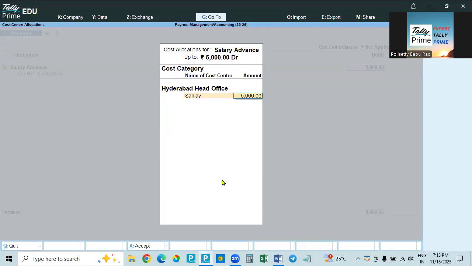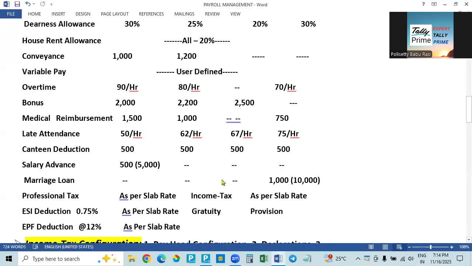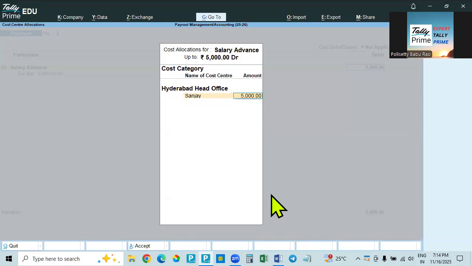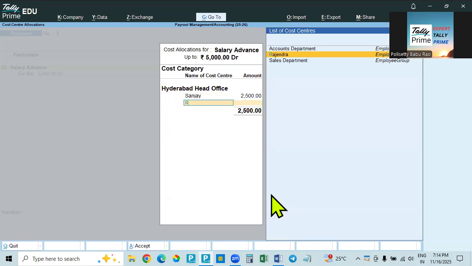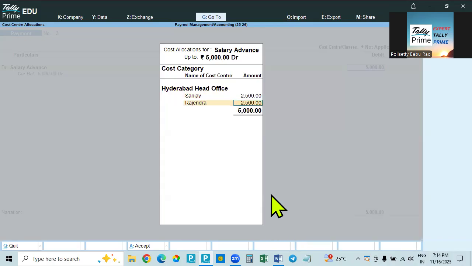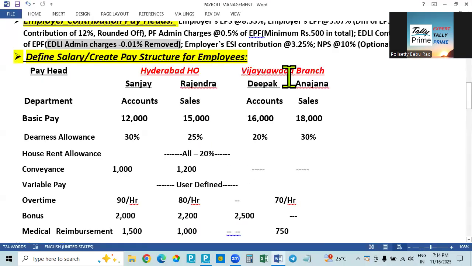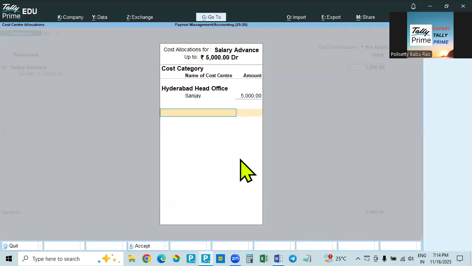Suppose in the same company, same office, we have given to two persons, Sanjay and Rajendra also. We give both. So 2,500 rupees to Sanjay, and again it will come down, so Rajendra 2,000. Like that you can enter. But we have given all the 5,000 rupees to one person only, so Sanjay 5,000. That's all. Next it will come to another office. But for the Vijayawada office also, we have to enter separately for each office.